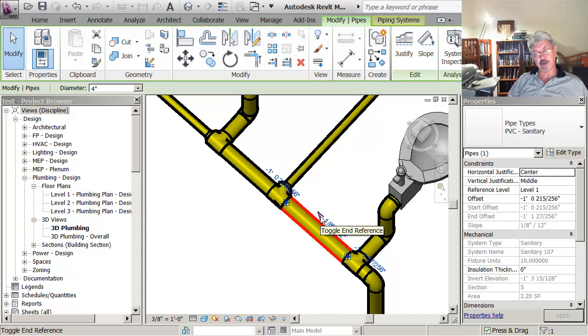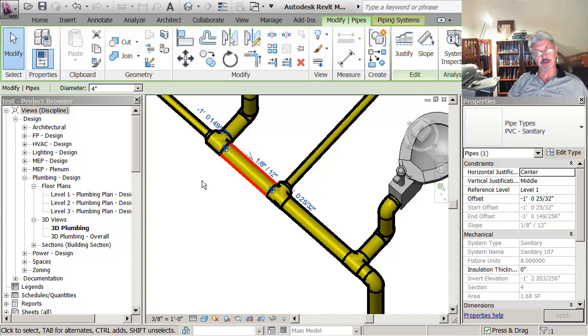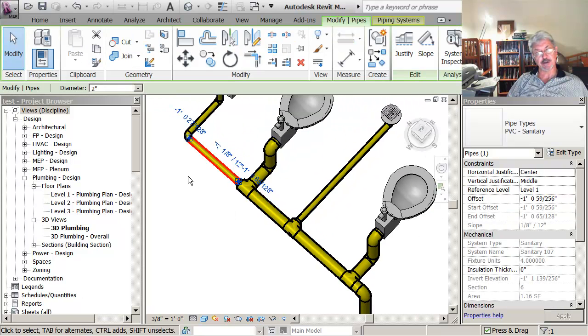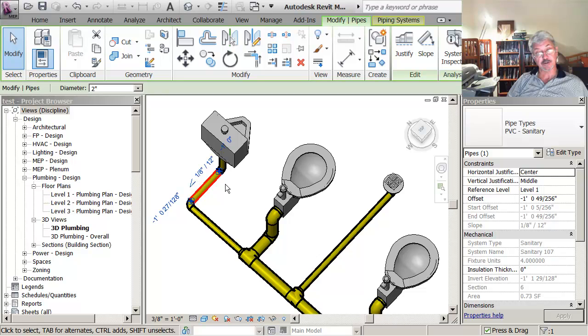here, I want it to flow in the other direction, so that will toggle it. And I think the rest of them are correct, so they should all be pointing. Oops, there's one there. Flip that. And actually, that's not good.